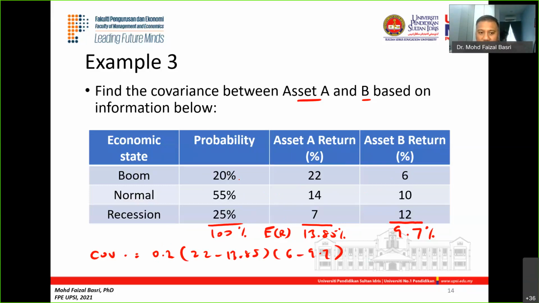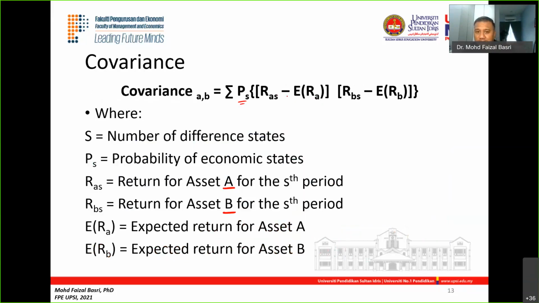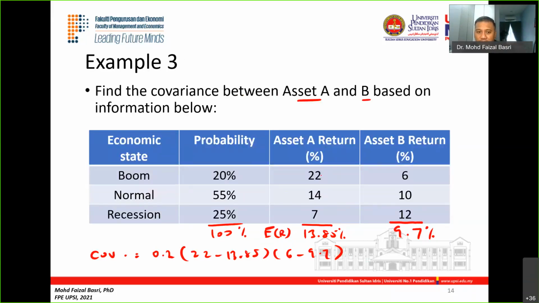20%, multiply the difference, the difference of return A minus ER A, multiply with the return B minus ER B. That's our first line, plus 55%, 14 minus 13.85, 10 minus 9.7. Please note we don't have square here. Both differences don't have square.